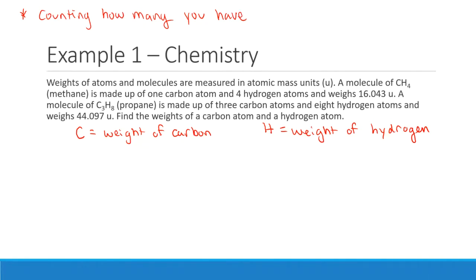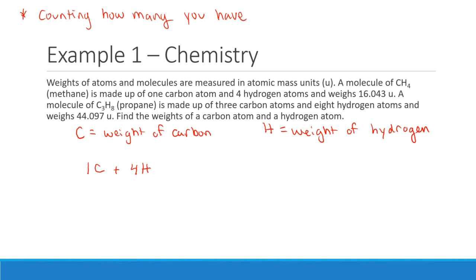So now I have my variables, and now I have to figure out what I know. And I said that this is a counting problem because we know how many we have of each of these things. So if I look at the CH4, the methane, I have 1 carbon atom and 4 hydrogen atoms. So when I write my system, I have 1 carbon and 4 hydrogen. So you're basically adding those things together. You're adding how many molecules you have.